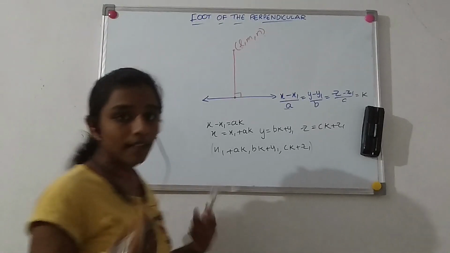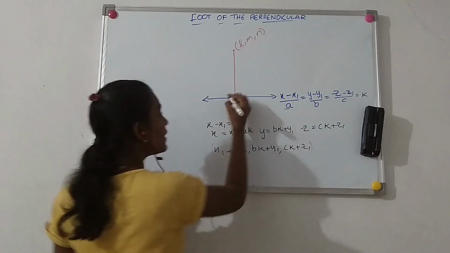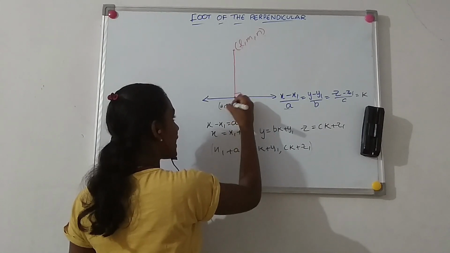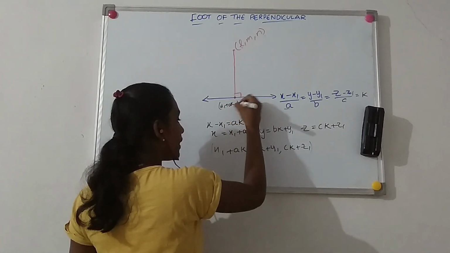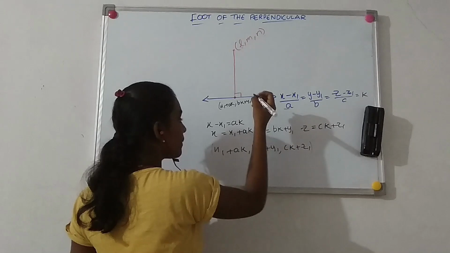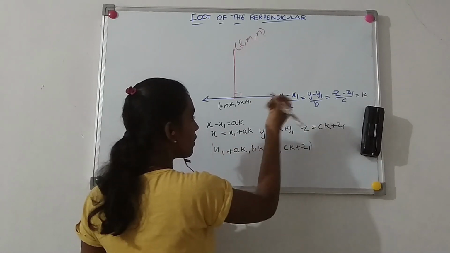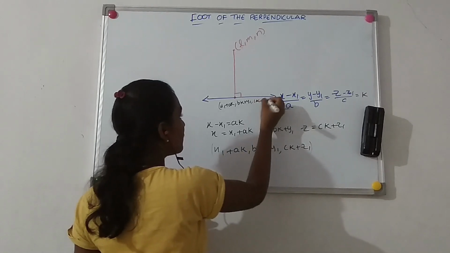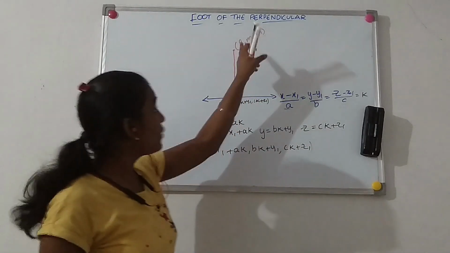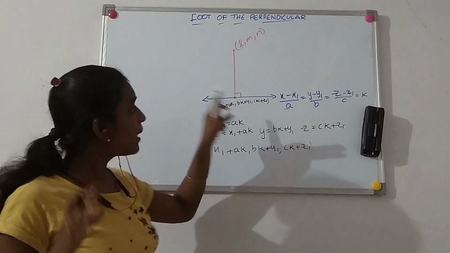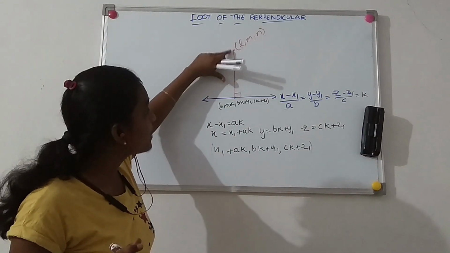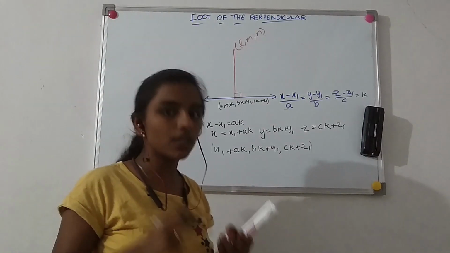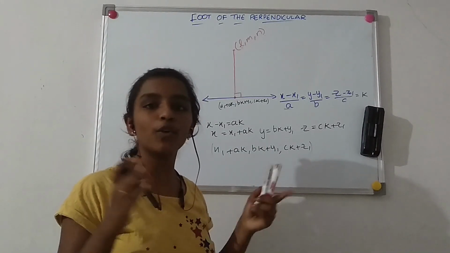Okay. Now because that is the general point, let me think that this is that point, that is x1 plus ak comma bk plus y1 comma ck plus z1. Okay. So now I know this point. So for me to find the drs of this perpendicular line, what must I do? I have already previously told the formula to find the drs if I know 2 points.